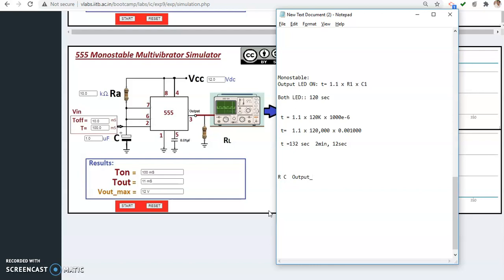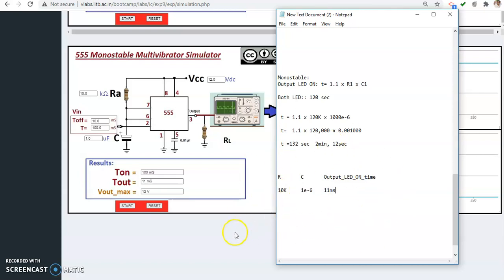Output LED on, LED underscore on. So please note down the first value, 10k. Then capacitance value 1 microfarad, 1e power minus 6. Then output LED on time. So what is the on time? The time period is 11 milliseconds. Please note it on the tabulation.